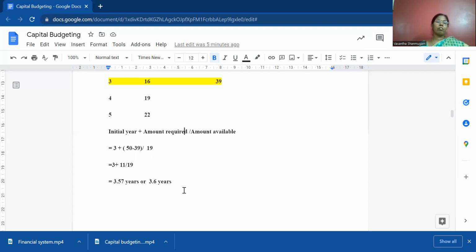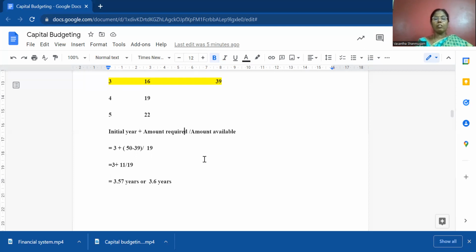So what is the meaning of it? The interpretation is the firm is able to generate cash flow within the period of 3.5 years. So the payback period is 3.5 years. I think it's very clear.